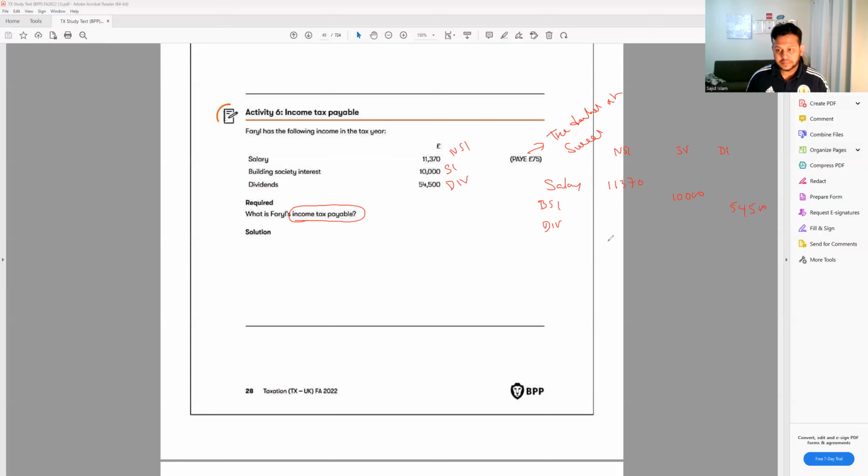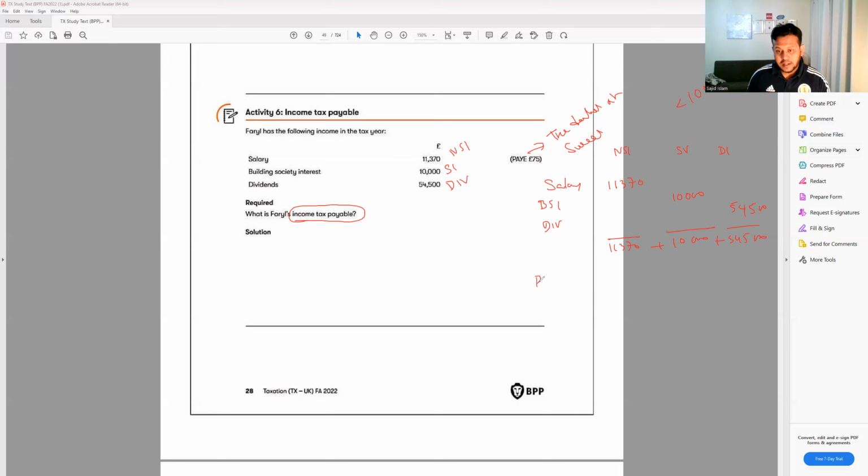Now we're going to make some total, how much it is. So we have 11,370, and we have a 10, and we have 54. The reason we need to make total is to check, are we still eligible for the personal allowance or not? If we see 54 plus 10, 64, plus 11 is 74, it is less than 100,000. So that means we are eligible for the personal allowance. So we're going to use my personal allowance from non-savings first, then we go to savings, then we go to dividend.